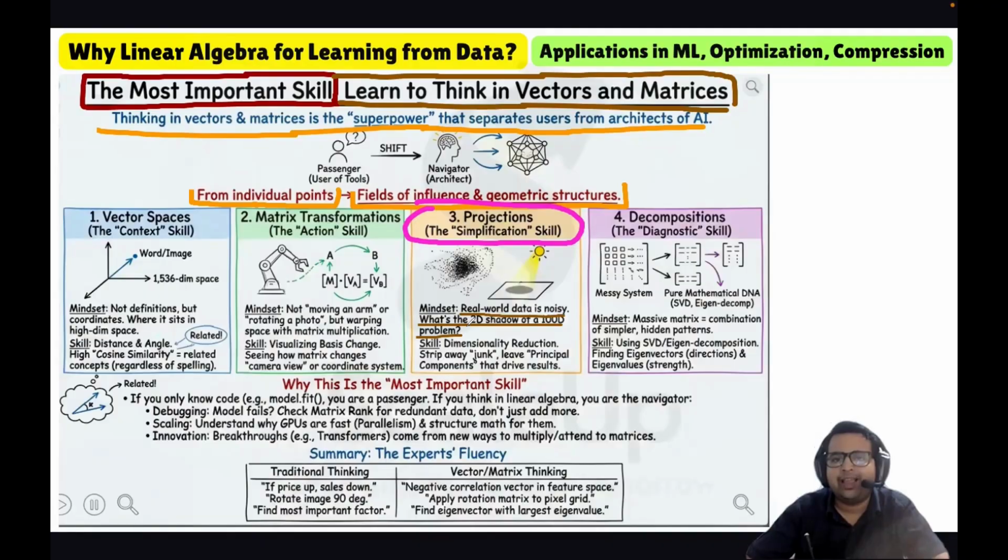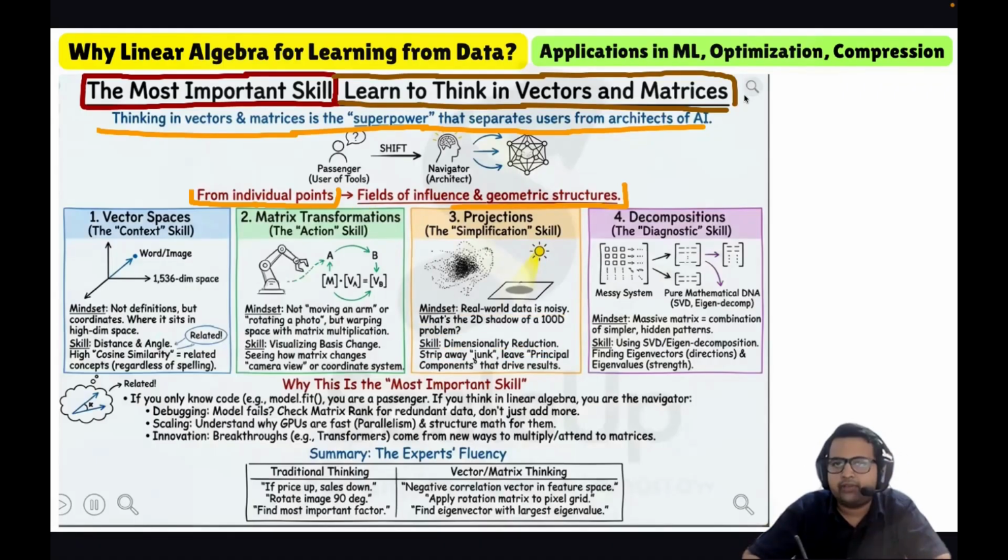The idea is that a high dimensional problem, we have to convert it into a low dimensional problem. That is what dimensionality reduction is. So here we are talking about dimensionality reduction. We should think in terms of projection, and the skill for that is dimensionality reduction. We should strip away junk. Make use of projection to strip away the junk variables, leaving only the principal components that actually drive the results.